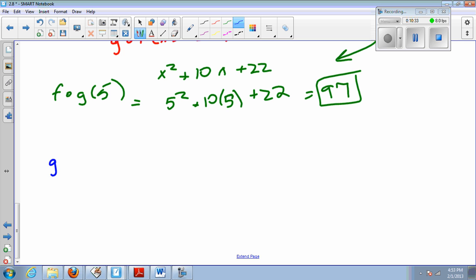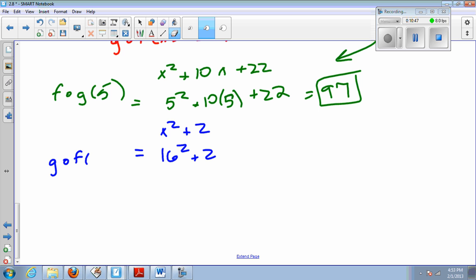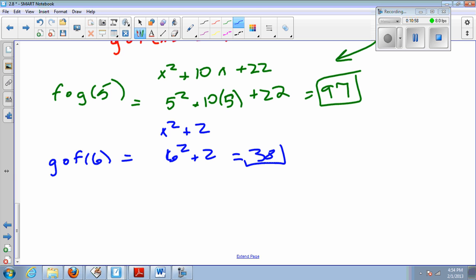For g of f of 6, we're going to use that g of f of x, which is x squared plus 2. So it becomes 6 squared plus 2. Six squared is 36, plus 2 is 38.